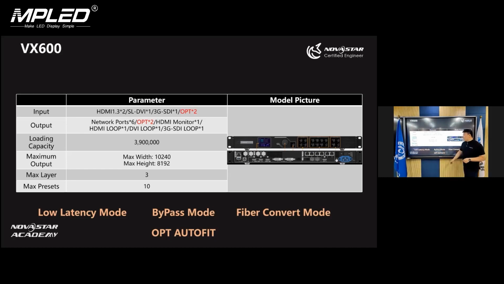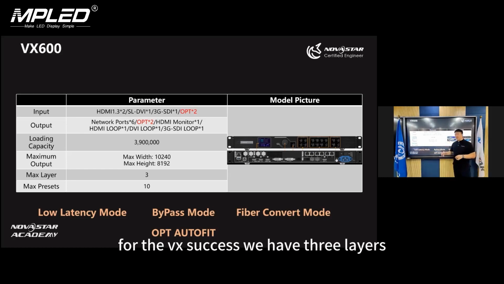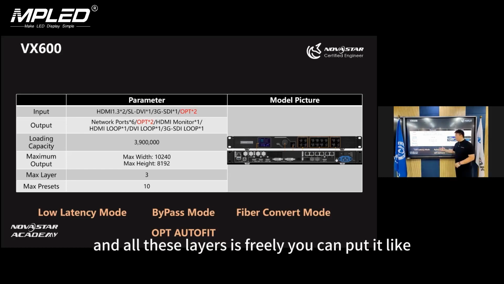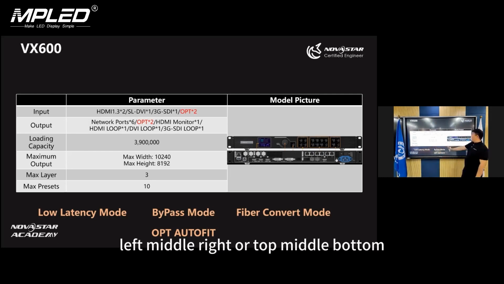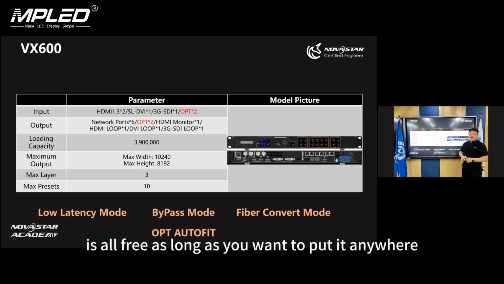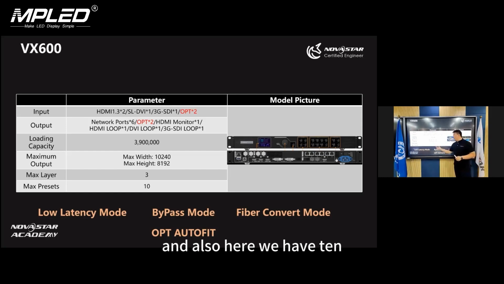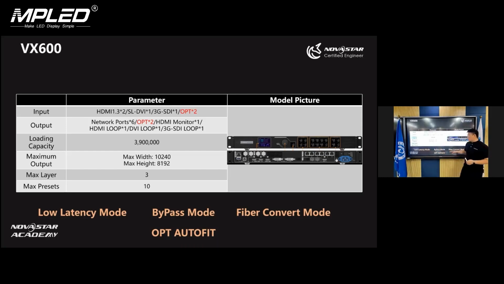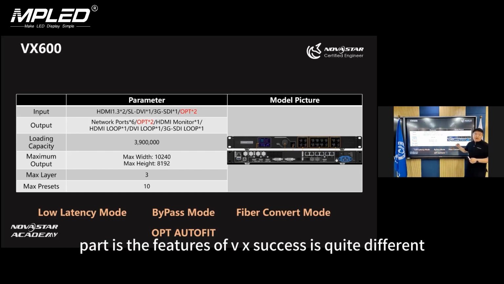Okay, for the VX600, we have 3 layers, and all these layers are free. You can put them like left, middle, right, or top, middle, bottom. It's all free, as long as you want to put it anywhere. And also here we have 10 presets. And the very important part is the features of VX600.